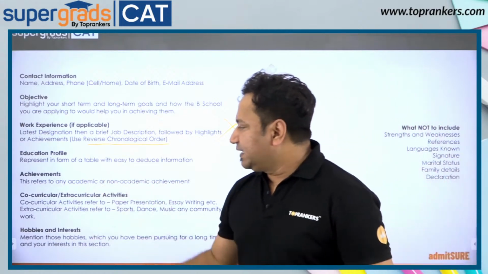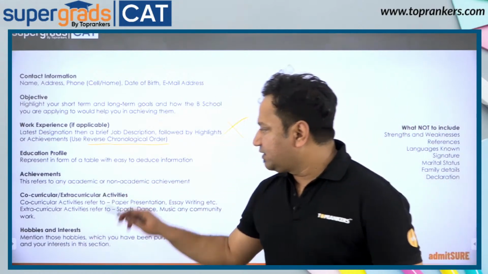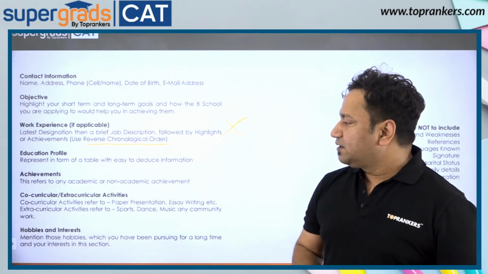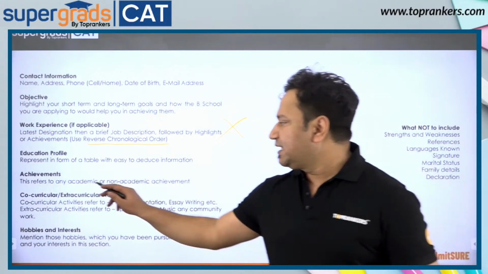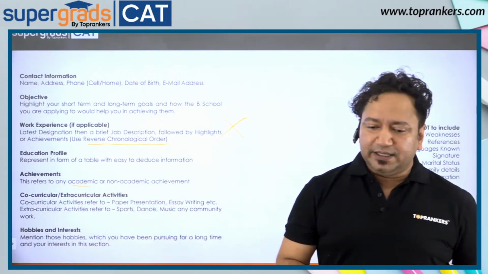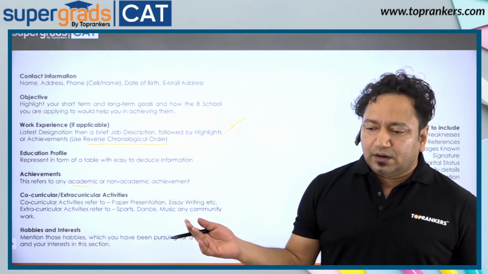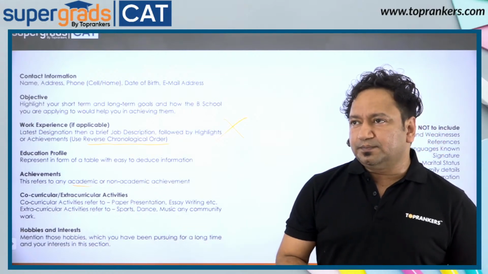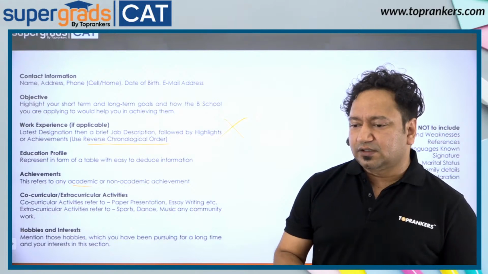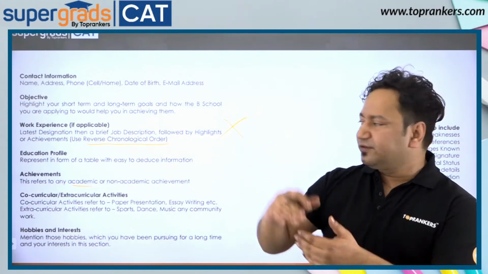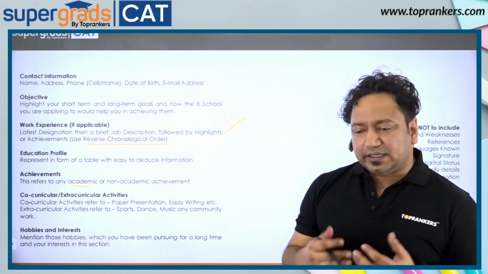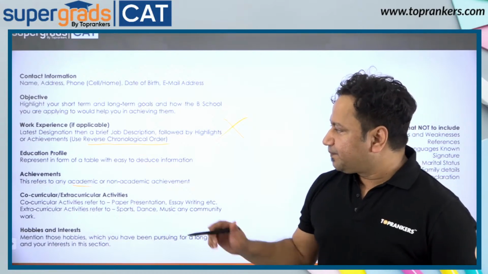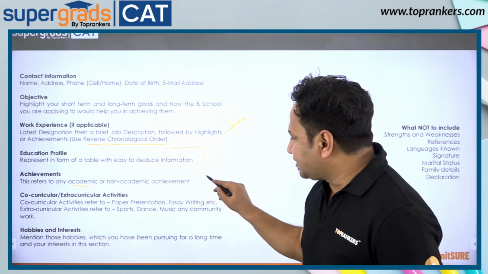Then comes the achievements. When I say achievements, I'm talking about academic or non-academic achievements, but majorly it is an academic achievement. For example, let's say you topped your state or the board, or you were the first person to cross some kind of threshold. This is an academic achievement which should be in sync with your education profile.